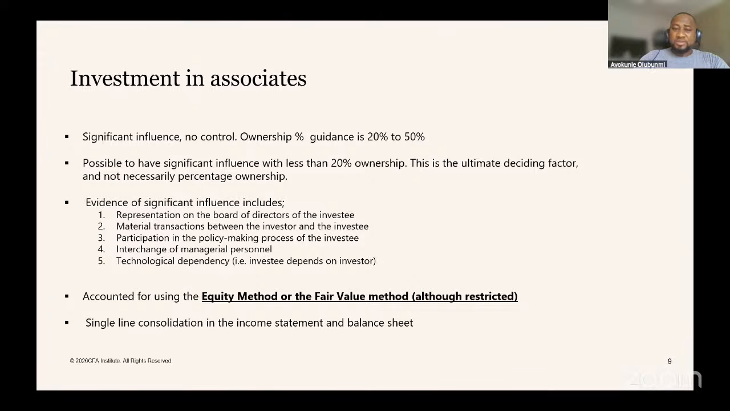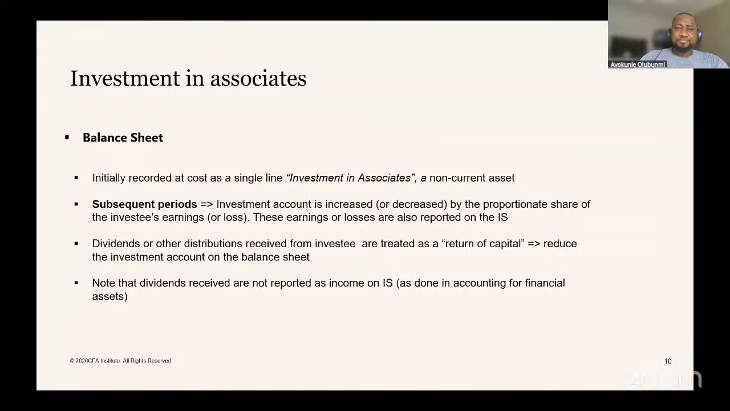Now, another name for the equity method is what we call one-line consolidation. So that means in your income statement, you only see a line, income from associates, and then in your balance sheet, what you see is what? A line showing investments in associates. Now, let's talk about the equity method. Another name for it, like I mentioned earlier, is one-line consolidation.